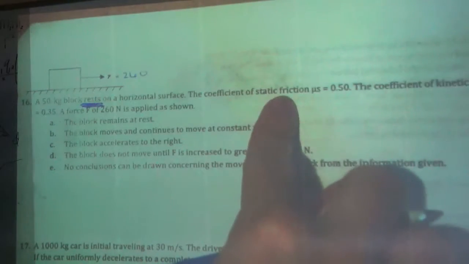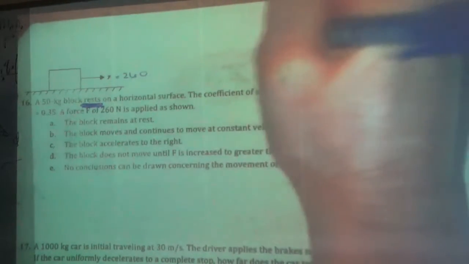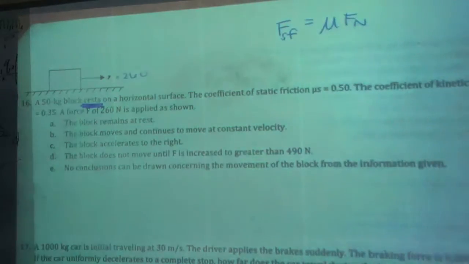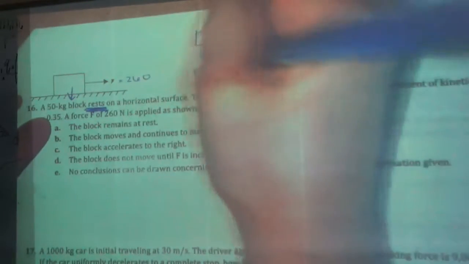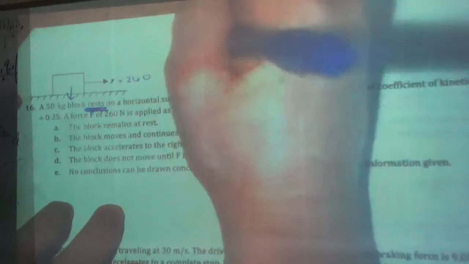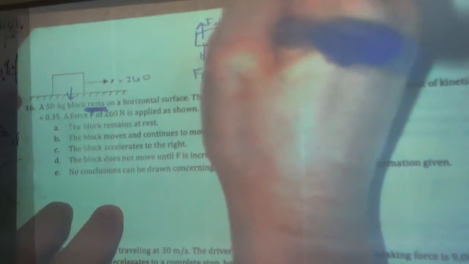If it starts from rest and you apply a force, before it moves, you have to overcome the static friction force. So let's find what the force of static friction is. Static friction, that would be mu Fn, the maximum. Let me just redraw this. So the force of gravity would be 500, because mass times 10. That means my normal force would be 500. And then, of course, the applied force of 260.